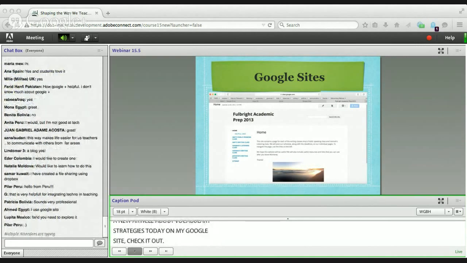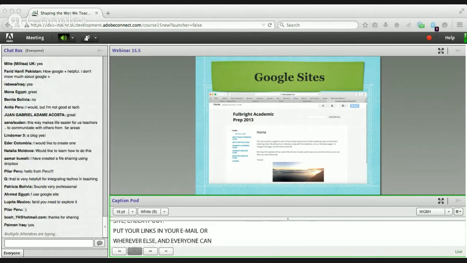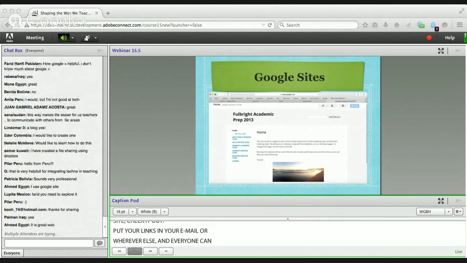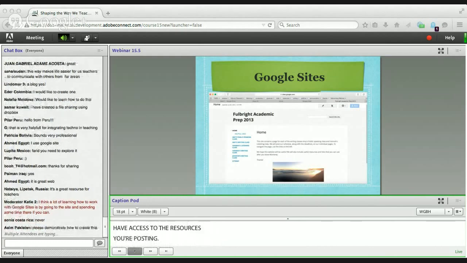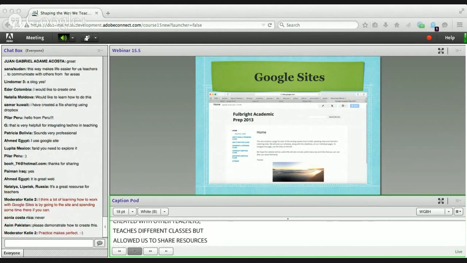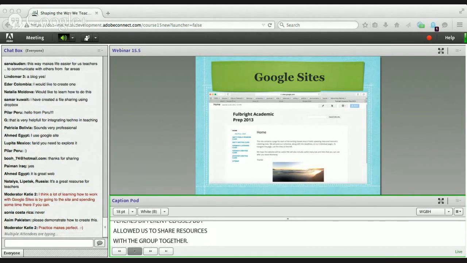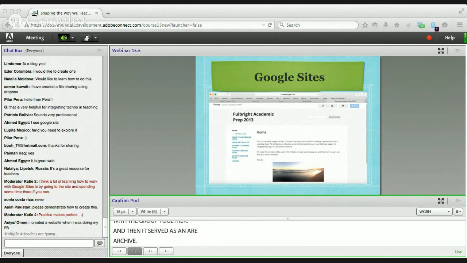the resources you're posting. This specific site is one that I created with some other teachers that were teaching the same students as I was. We were teaching different classes, but it allowed us to share resources with the group together. And then it served as an archive. So our former students from a couple of years ago can now still access this information if they wanted to. So it serves as an archival feature also.